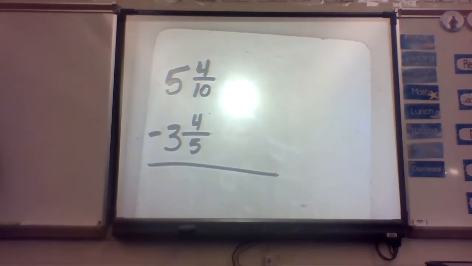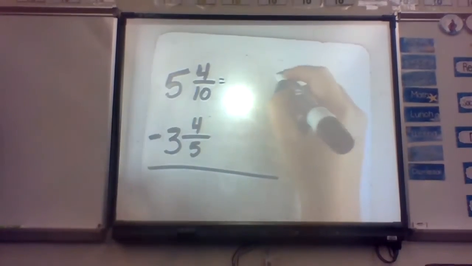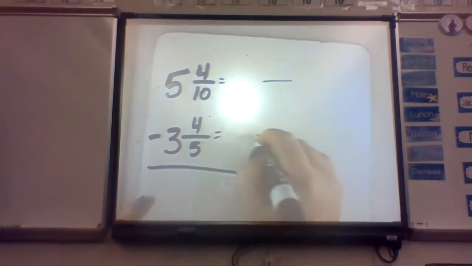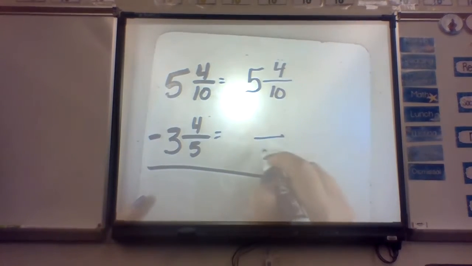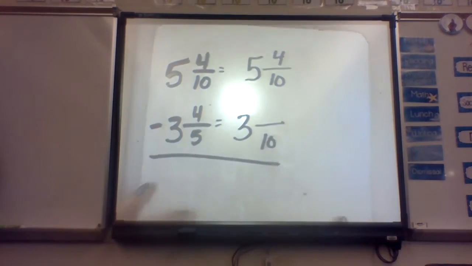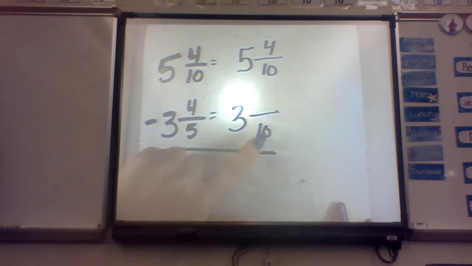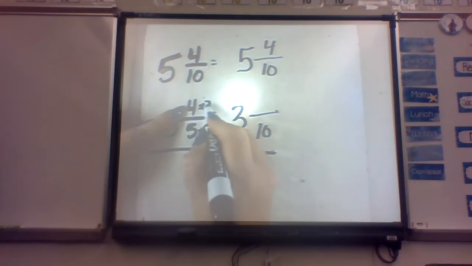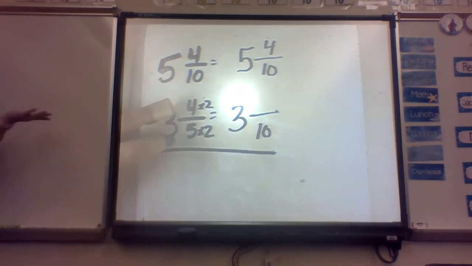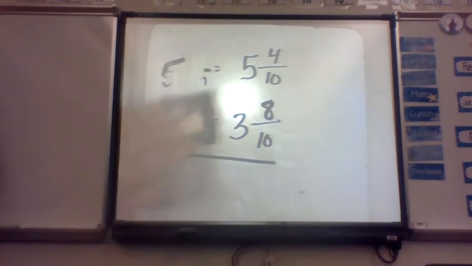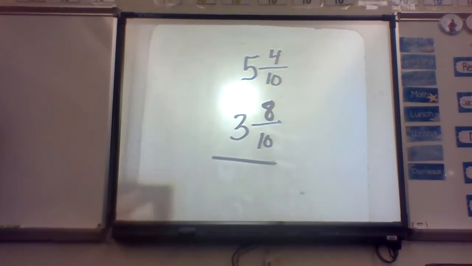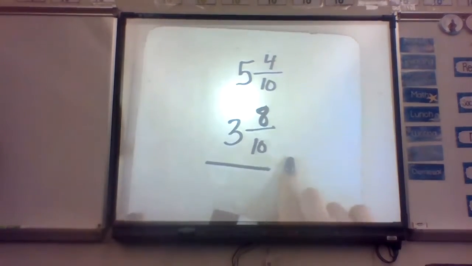So my common denominator for this one, what do I get as my common denominator? 10. So this first fraction just stays the same. But over here, how can I go from 5 to 10? 2. Okay, whatever I do to the bottom, do to the top. Some of us are getting stuck on that step. Now, if you want to erase the old problem, go ahead. Here is my new problem.